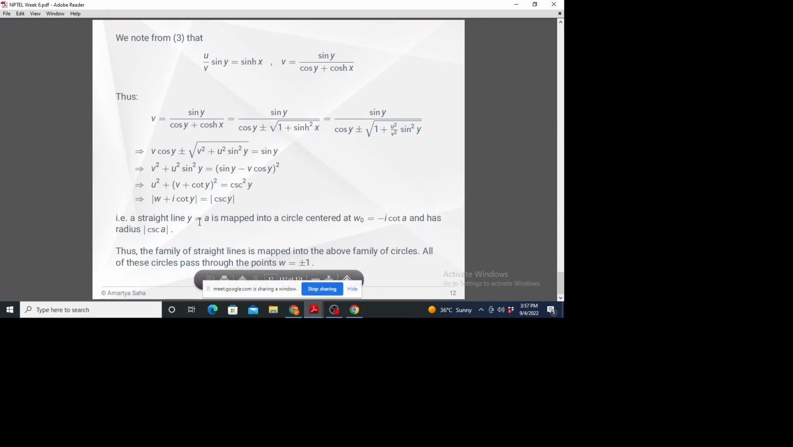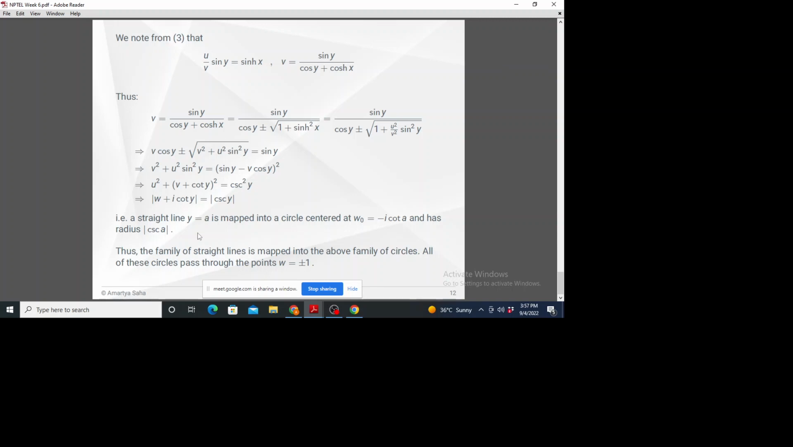Thus, the family of straight lines was y equal to constant. Now let us specifically consider a representative of that, the straight line y equal to a. Let us look at the image of y equal to a under this transformation. The straight line y equal to a will be mapped into a circle centered at W0 equal to minus i cot a, with a radius of mod cosec a. Just simply put y equal to a here.